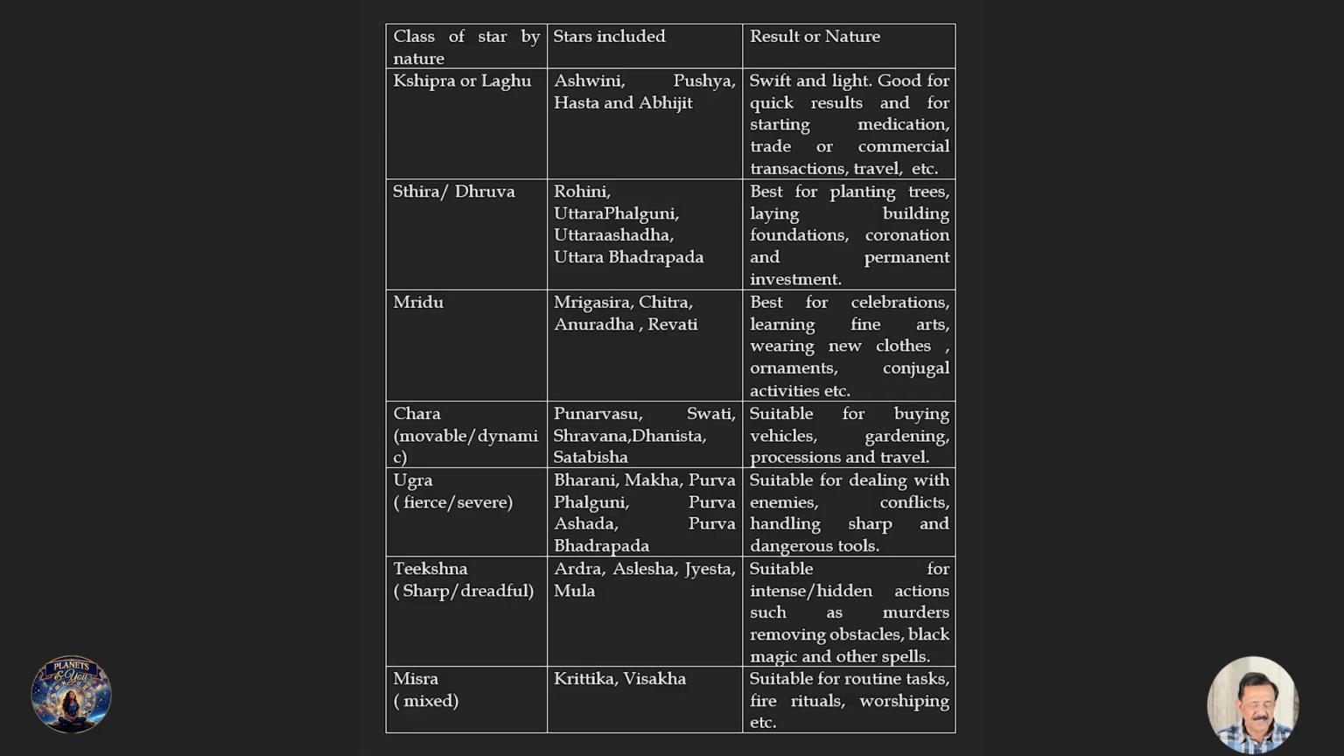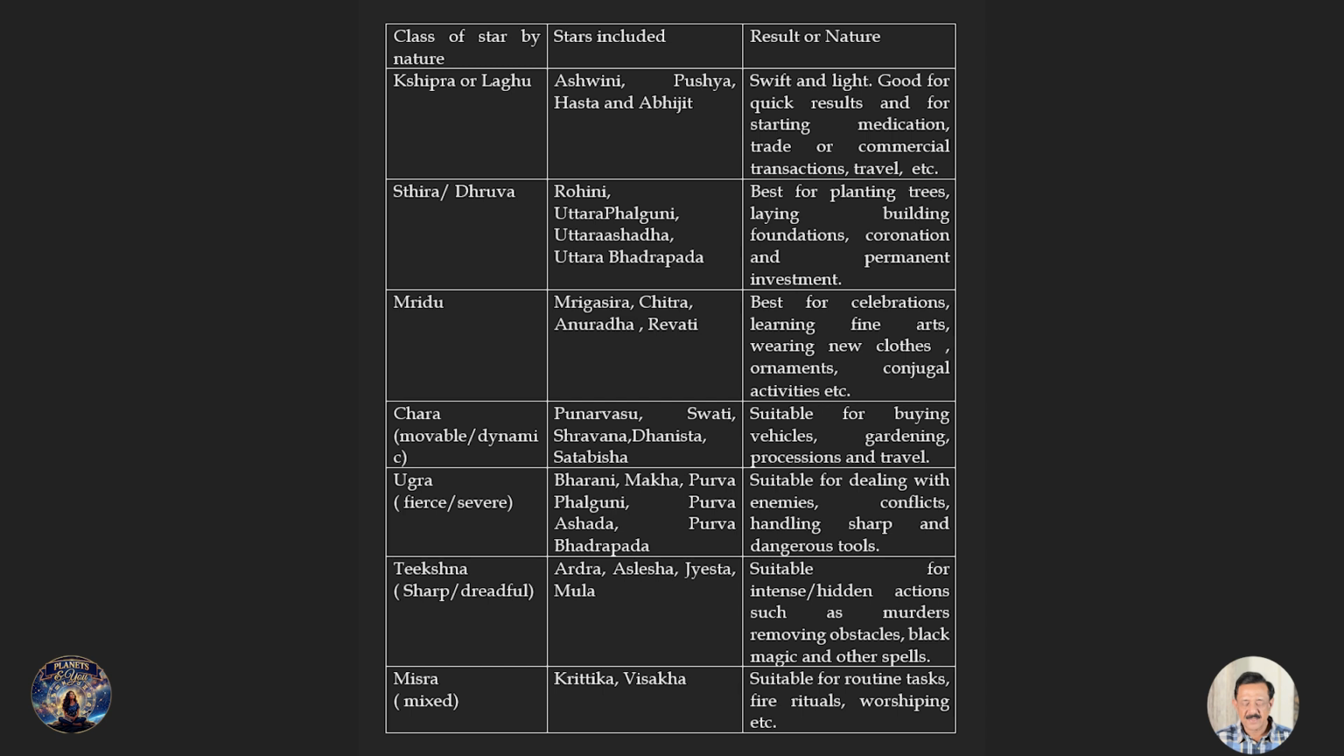Now, nakshatras are also classified by their nature and properties. There are 7 groups of these classifications and they will appear on the screen, and let me read them out for your benefit. First, the stars are listed and their results later. Shipra or Laghu. In this category, stars included are Ashwini, Pushya, Hasta and Abhijit. Result: these Shipra nakshatras are swift and light.